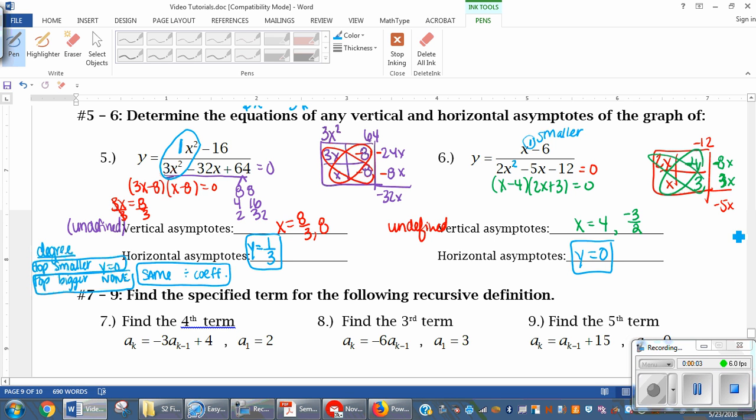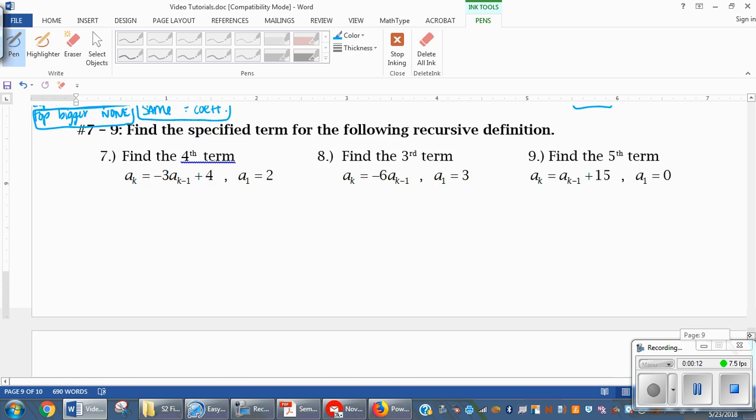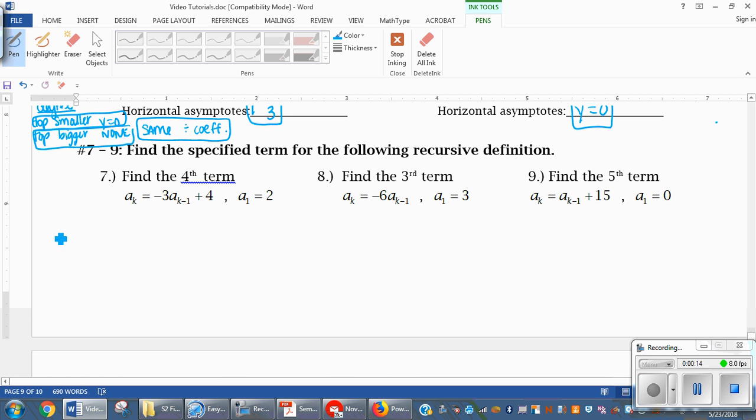7 through 9, they are specifying which term they would like you to find. Okay, and this goes back to the ones where we had you guys find all 5 terms. Here they're just specifying, so 1, 2, 3, 4, 5. Here they're just specifying which one they want. So here specifically they want the 4th one. 1, 2, 3, 4. All right. And they're using a recursive definition, meaning we're building off of the previous term. Okay, that's what this means, previous term.